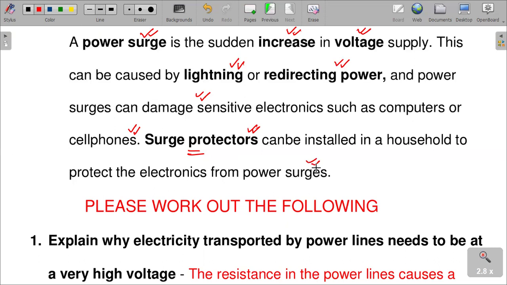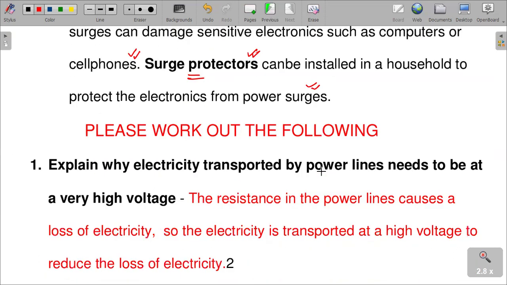And then let's just work out the following, just to check if we have understood the lesson. Explain why electricity transported by power lines needs to be at a very high voltage. Why must it be at high voltage?